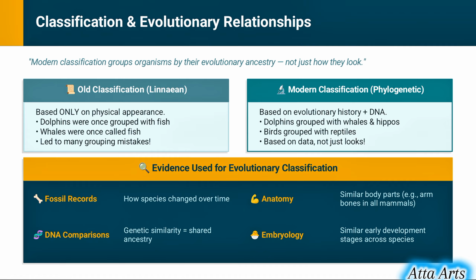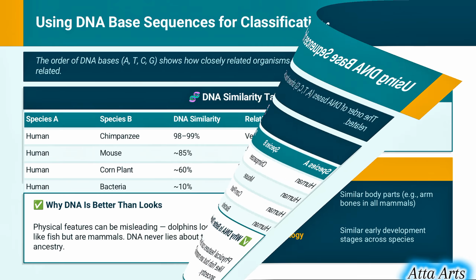For example, the arm bone of a human, a whale, a bat, and a dog all have the same basic structure. This tells us they evolved from a common ancestor. Number 4, embryology. Many different animals look almost identical as early embryos, which again points to shared ancestry. So modern classification is not just about sorting organisms into boxes, it is about telling the story of how all life on earth is connected.